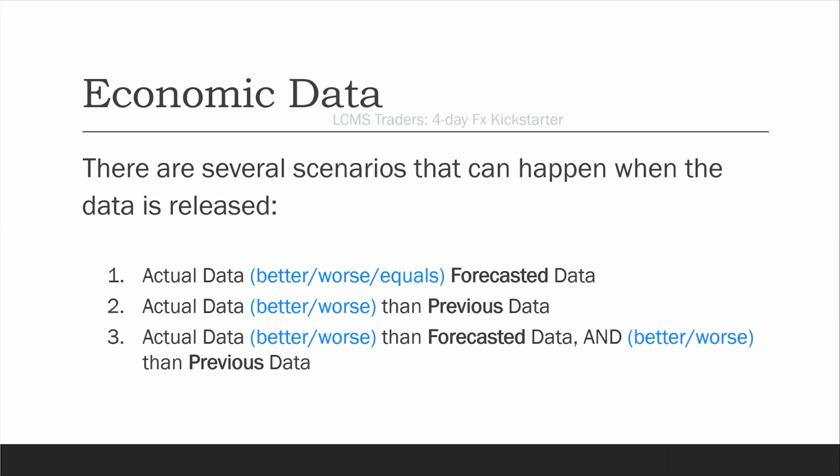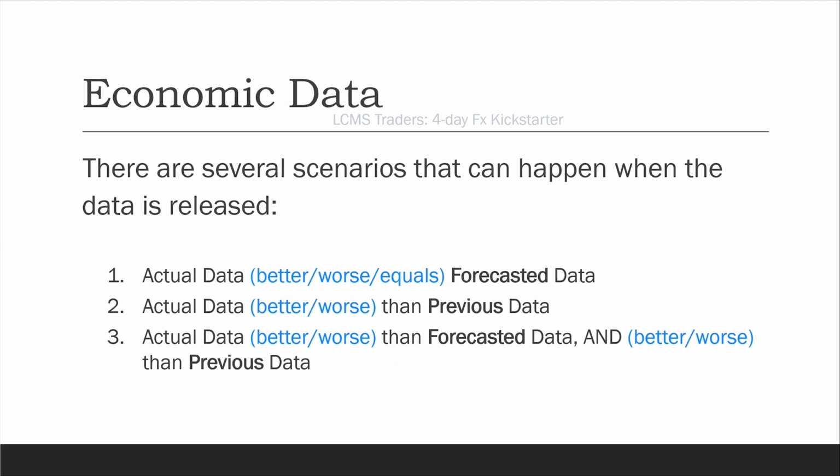So there are several scenarios that can happen when the data is released. The actual data could be better, worse, or equal the forecasted data. What is that going to do? Let's go through it one by one, right? The actual data being better than forecasted data could actually strengthen the currency or increase price in the currency.